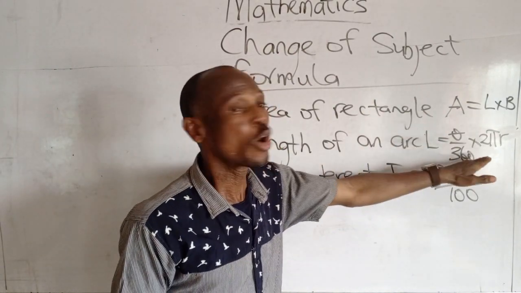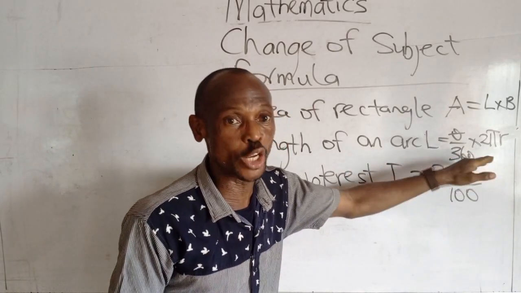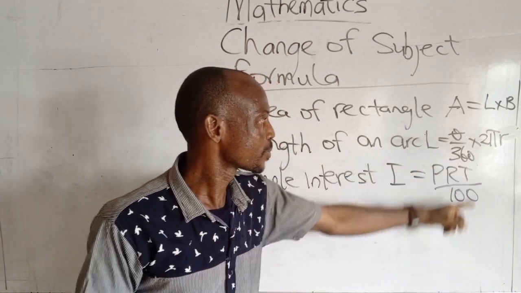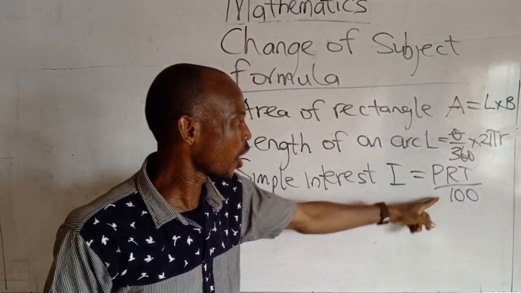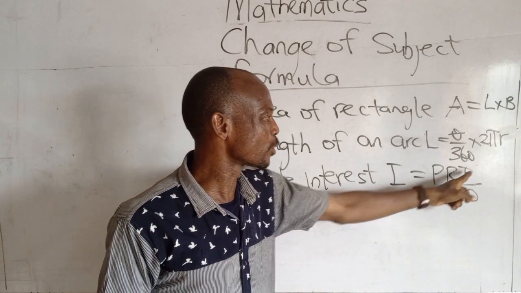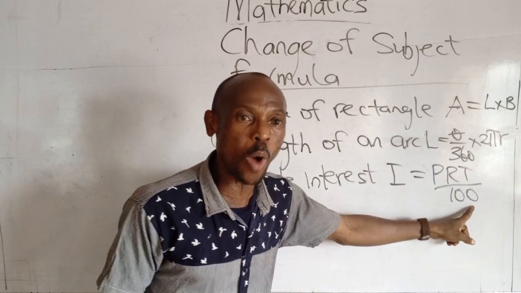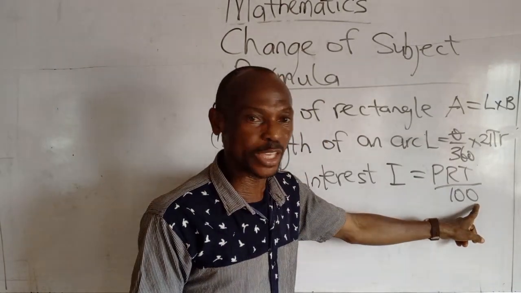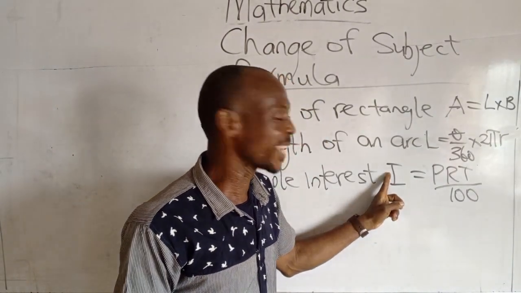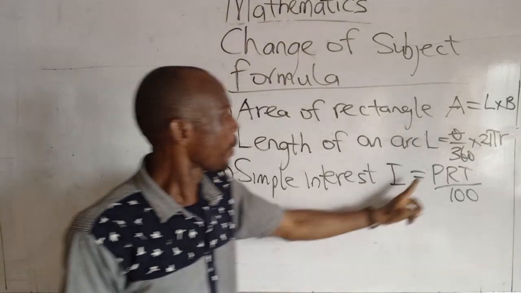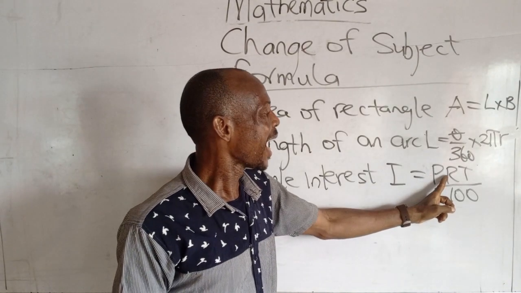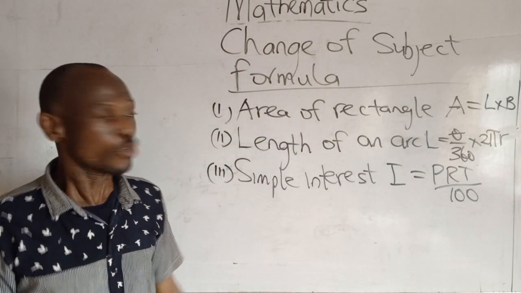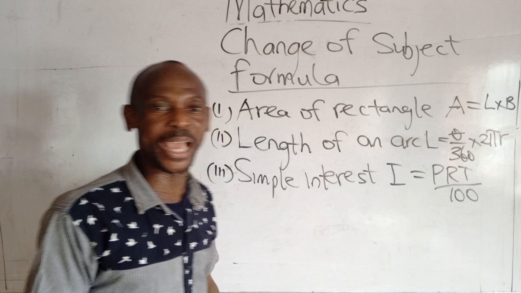Formulas can also contain what? Figures or numbers. Like we have here 360. We have 2. We also have here PRT divided by what? 100. 100 here is a what? A figure, a number. I here stands for simple interest, P stands for principle, R stands for rate, and T stands for time. So this is actually what a formula is.